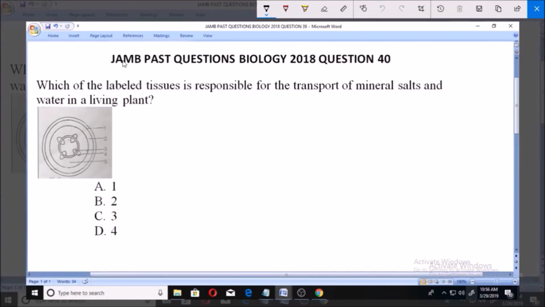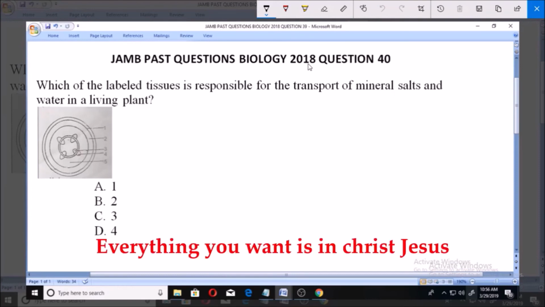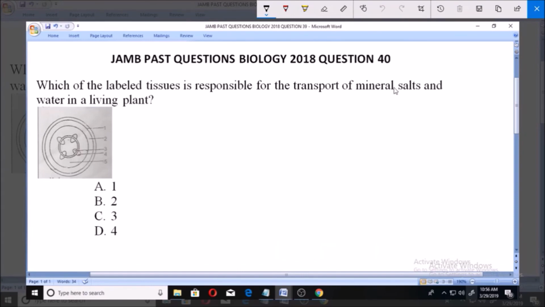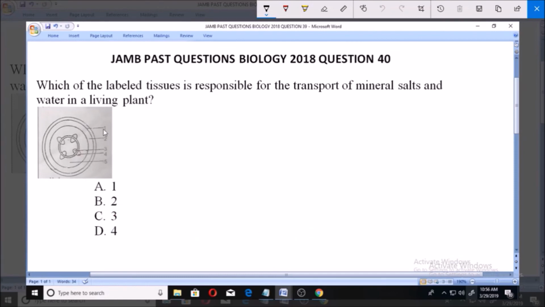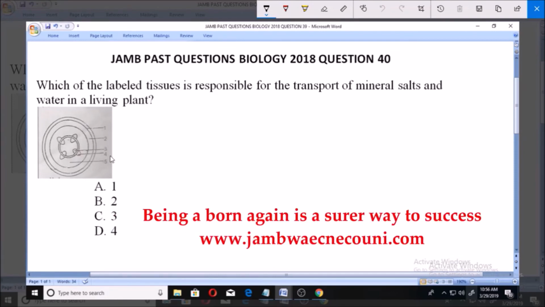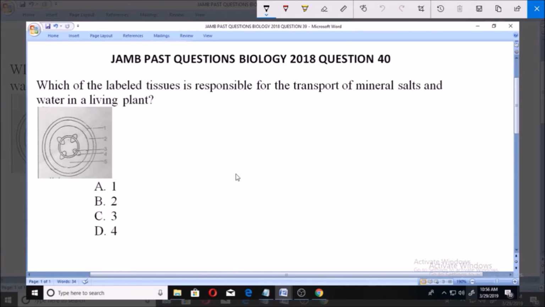Welcome. Let's look at these JAMB past questions, biology 2018. Question number 40. Which of the labeled tissues is responsible for the transport of mineral salts and water in a living plant? Now, checking out this diagram, we have option A 1, B 2, C 3, D 4. Now we need to understand the transverse section of the tissues of the plants for us to be able to appreciate this very well.